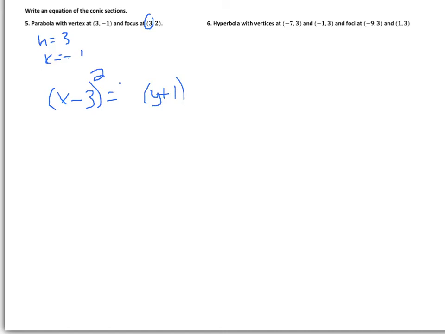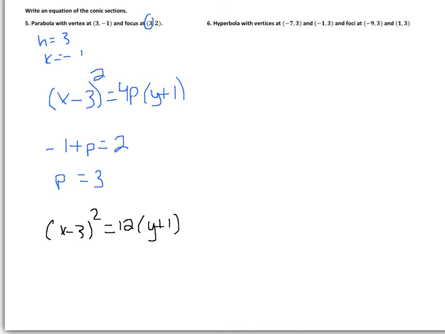So, but what we have right here is 4p. So I need to find p. Well, -1 plus p equaled 2. So p equals 3. So if I substitute that in, my final equation, x minus 3 squared equals 12 times the quantity y plus 1. So there we go. Okay?